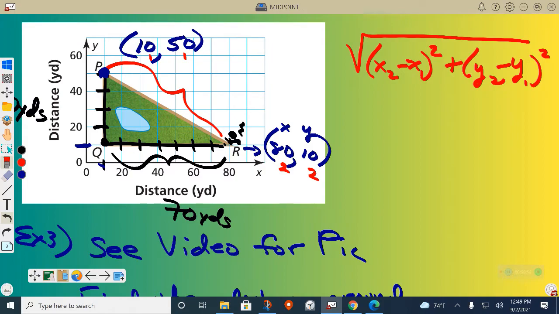Remember, I could have gone vice versa. I could have made these my sub 2s, and I could have made these my sub 1s over here. Doesn't matter. As long as they agree for a given point, you're rocking and rolling, you're good to go. But let me just keep it the way I had it.